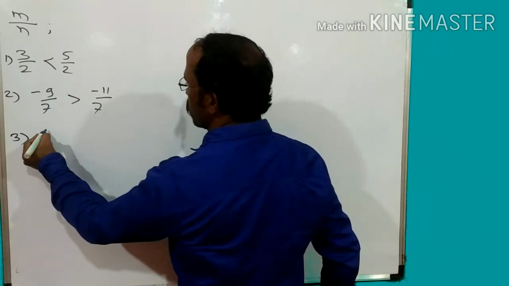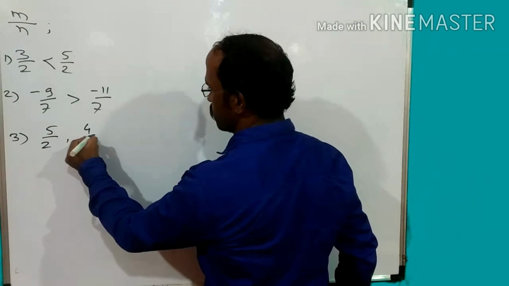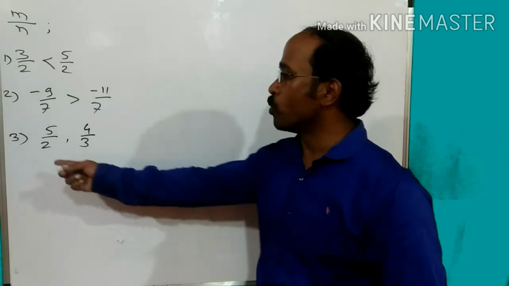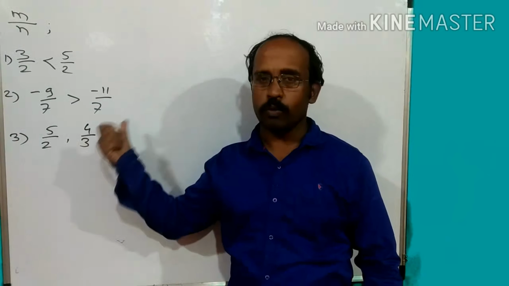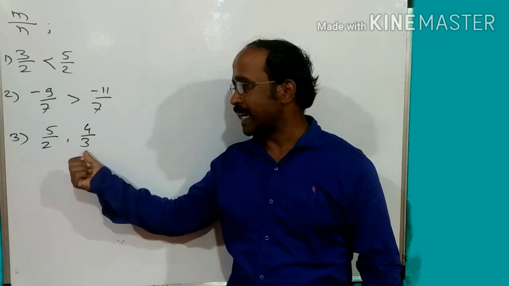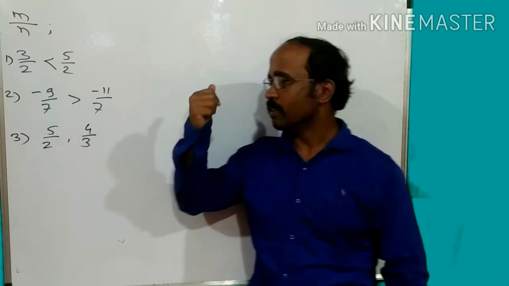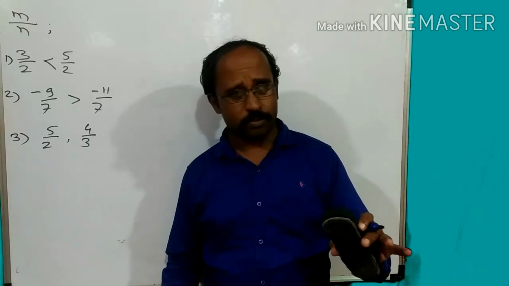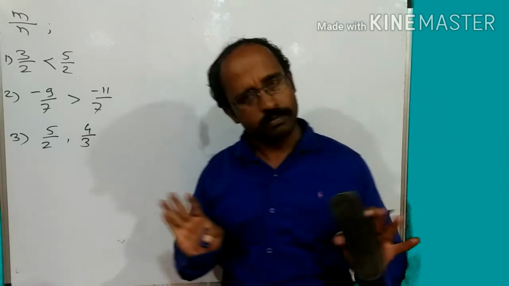Now let us see the next example. Suppose first number is 5 upon 2 and second number is 4 upon 3. Now how to compare these two numbers? Here denominators are different. So what we have to do? We have to make their denominators equal. Recalling something? It's a super easy lesson, students. This lesson directly comes from 6th standard, nothing else.